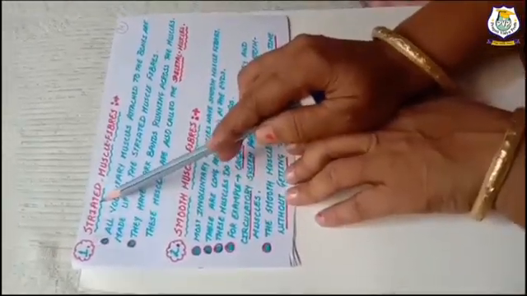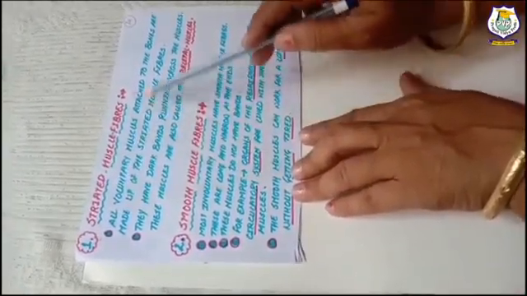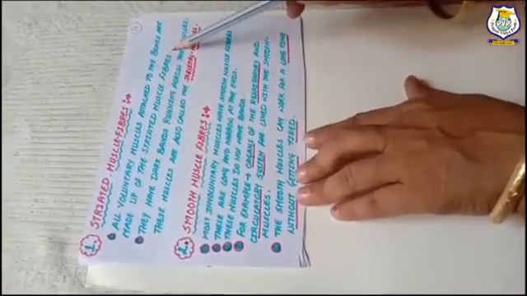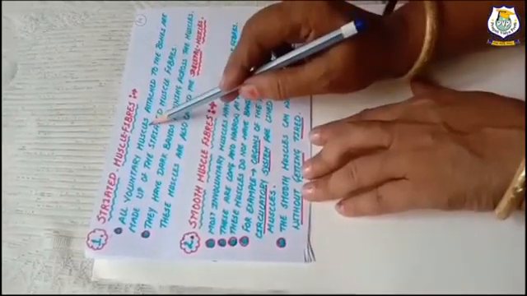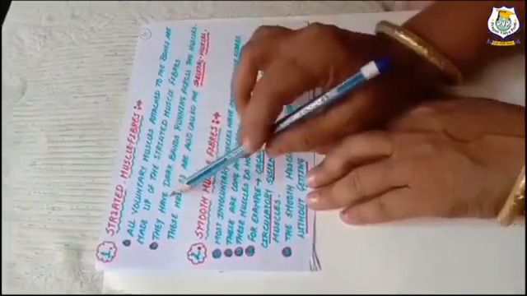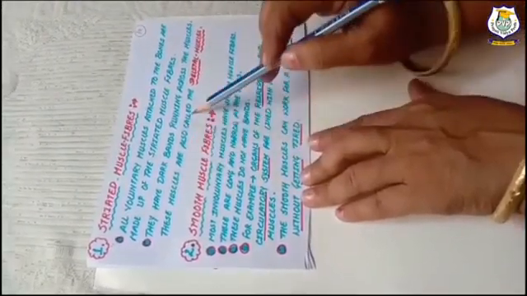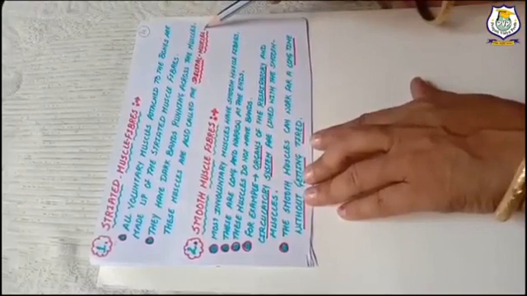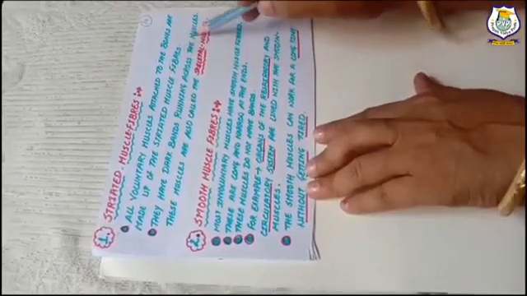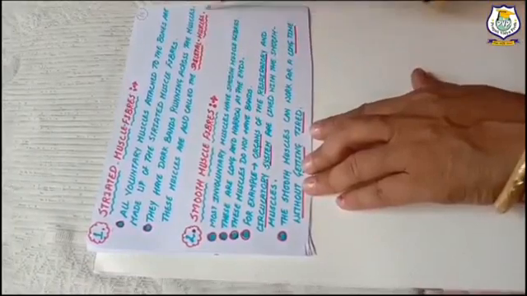First, striated muscle fibers. Voluntary muscles attached to the bones are made up of striated muscle fibers. So, all the voluntary muscles which are attached to the bones are made up of striated muscle fibers. They have dark bands running across the muscles. These muscles are also called the skeletal muscles.